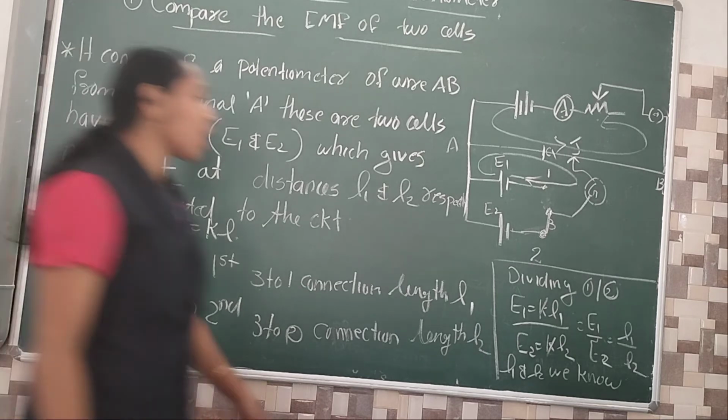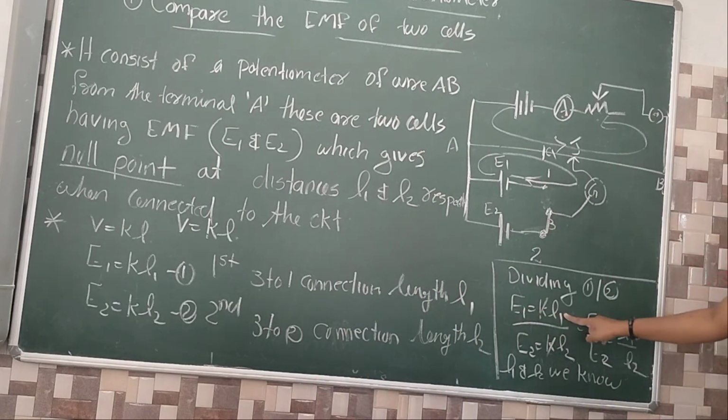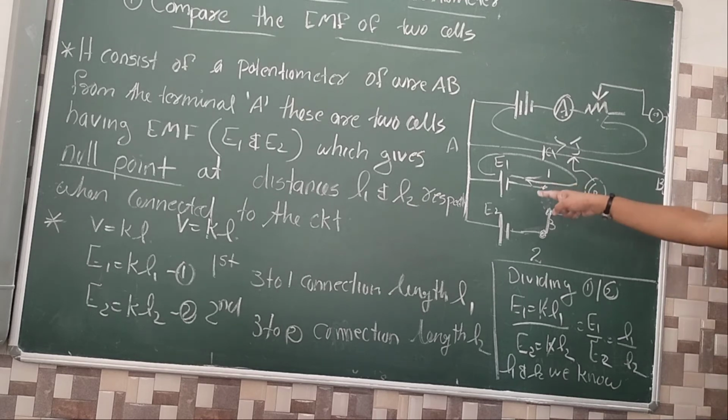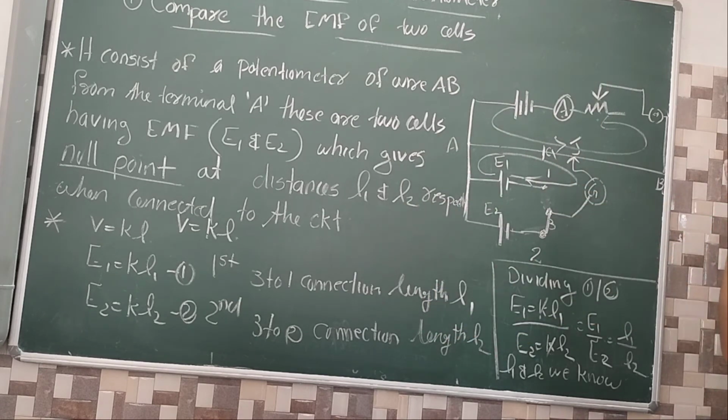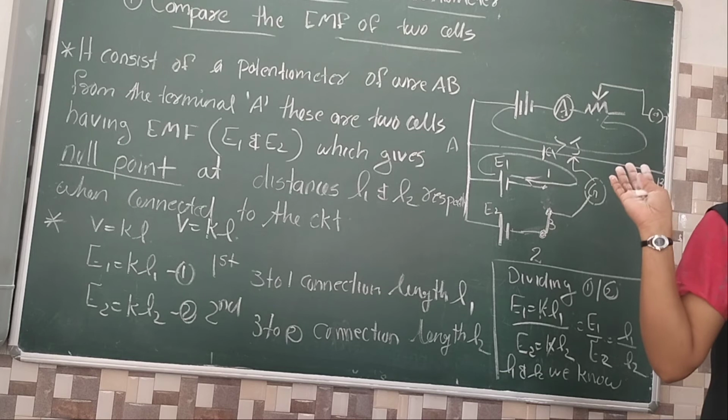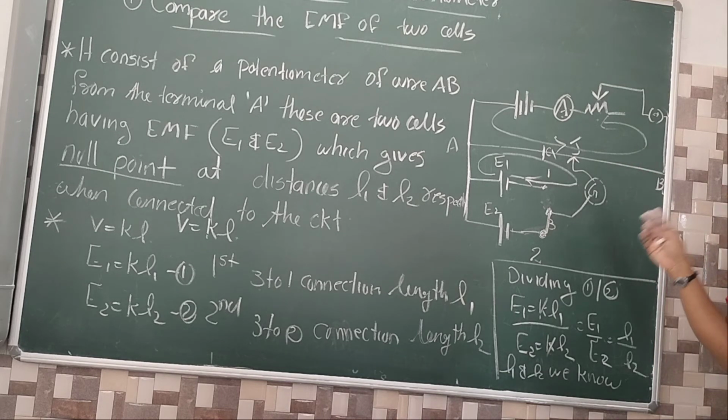I divide equation 1 by equation 2: E1 equal to KL1 divided by E2 equal to KL2. K same है ना, निधु? क्यों? Why is K the same? सोच के आंसर बोलो. Potential gradient of this potentiometer. Potential gradient एक ही potentiometer का same है. दूसरा potentiometer में भी different, but हम लोग सही potentiometer use कर रहे हैं ना. So potential gradient is the same, that means constant. So K will be constant, so we can cancel it. The answer is E1 by E2 equal to L1 by L2.